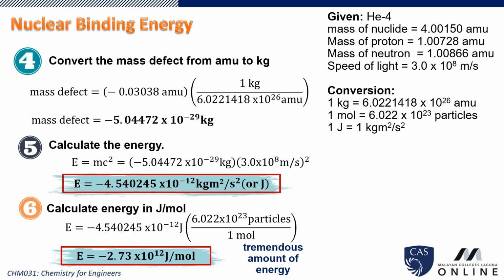For the fourth step, we're going to convert the mass defect into energy using Einstein's equation E equals mc squared. First, we're going to convert the AMU into kilograms. Then, we're going to multiply by the square of the speed of light. This gives energy in joules, which is negative 2.73 times 10 raised to the 12 joules per mole. If needed, you can also convert the joules per mole using Avogadro's number. Now, the negative sign here indicates that the energy is released, meaning that the process is exothermic. And this energy is what stabilizes the nucleus.